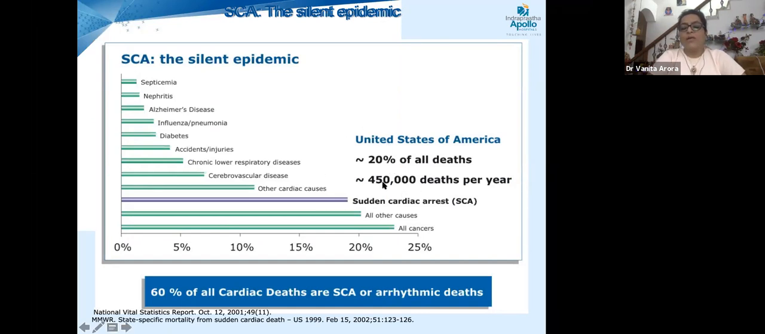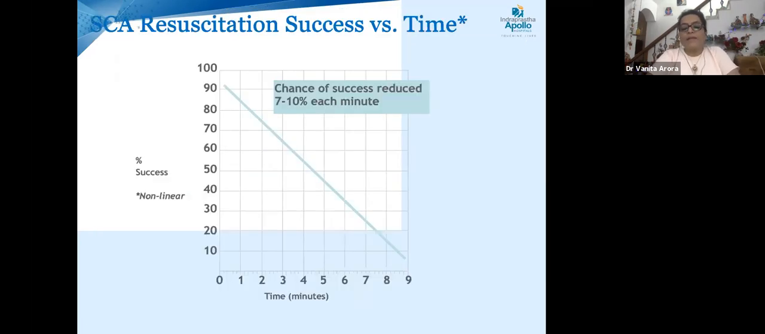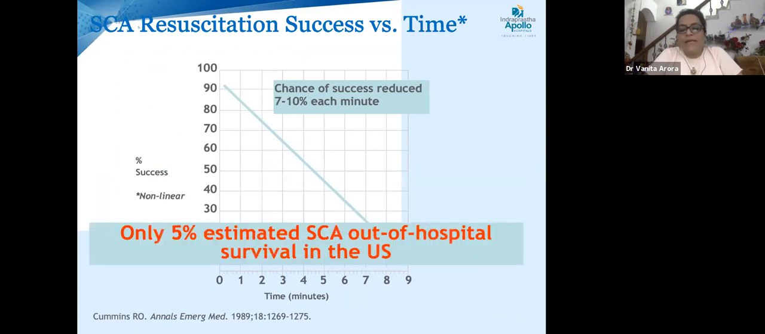Talking about sudden cardiac arrest in the United States of America, it is huge. 60% of deaths are arrhythmic deaths, and they form about 20% of all total deaths. As compared to cancer deaths, they are a little less, but they have a huge impact. And in our country also, it has a huge impact, but somehow we do not have data available. And the estimated survival of out of hospital sudden cardiac arrest is hardly 5% in the United States of America.